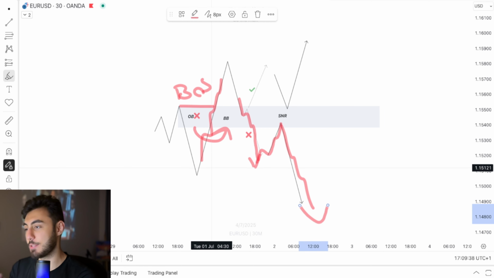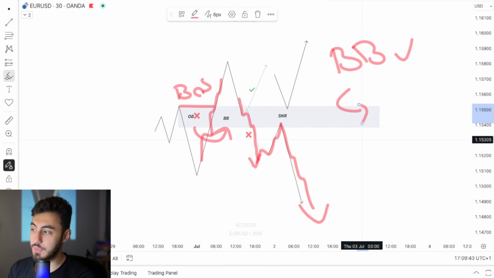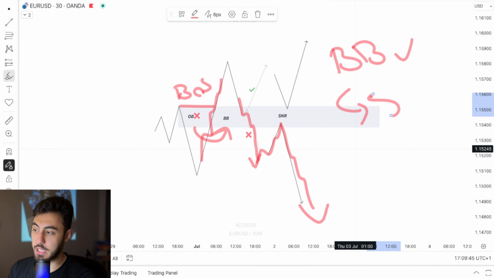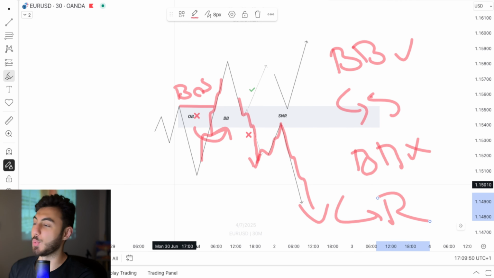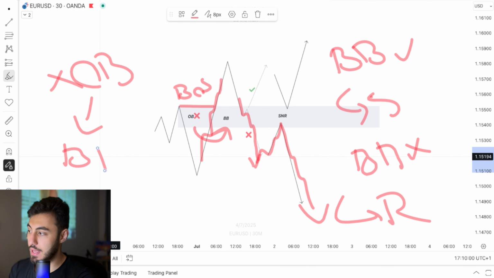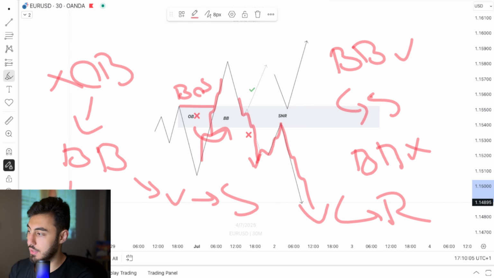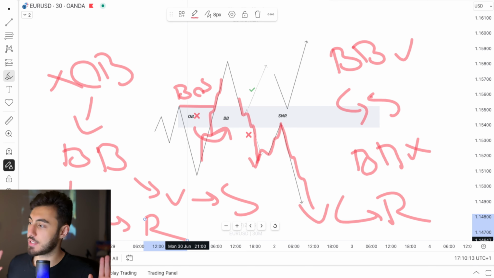Okay, so that means if the breaker block gets respected here, we can say it's going to be support. If the breaker block didn't get respected, it's going to be resistance. Okay, so this is the cycle of support and resistance. So a failed order block is going to become a breaker block, and a respected breaker block is going to become support, and an unrespected breaker block is going to become resistance. Easy peasy, guys. This is support and resistance.